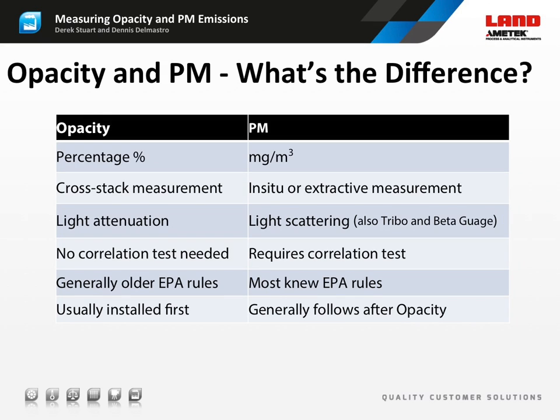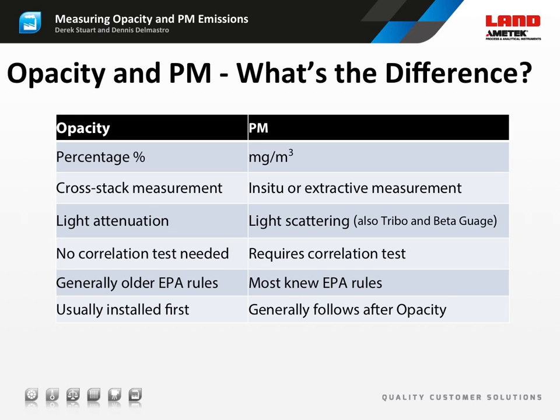Now, to summate the differences between opacity and PM, the following table illustrates the predominant differences. Most notably, opacity is measured in percentage, while PM has measurement units of milligram per cubic meter. Opacity measures across the stack, while PM tends to be in situ. Opacity is measured off light attenuation, while PM is predominantly measured off light scattering. Opacity is a direct measurement of light attenuation, while PM has to be correlated to an isokinetic test method to provide a dust concentration reading.